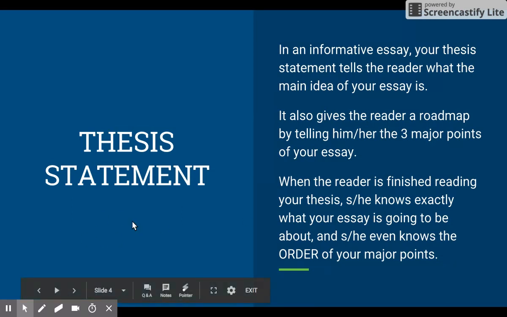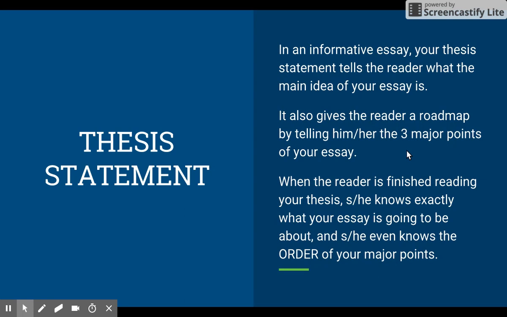In fact, the thesis statement is the most important and powerful statement throughout your essay. And so we're actually going to begin there, even though the hook is the first sentence. The thesis statement in an informative essay should tell the reader what the main idea of your essay is.